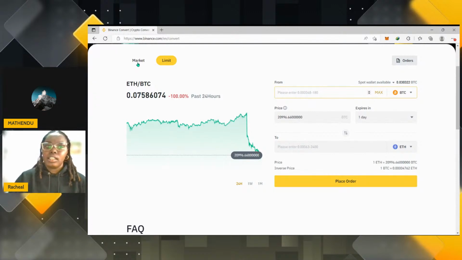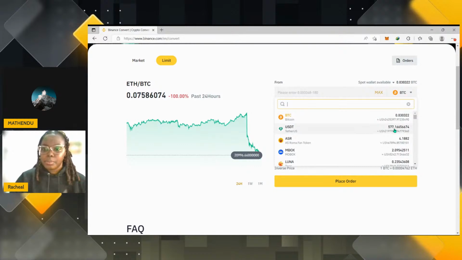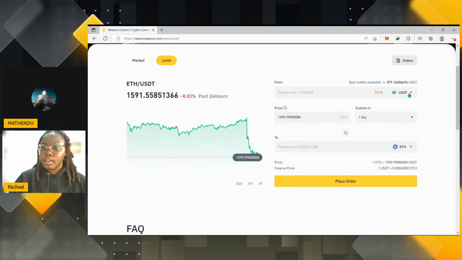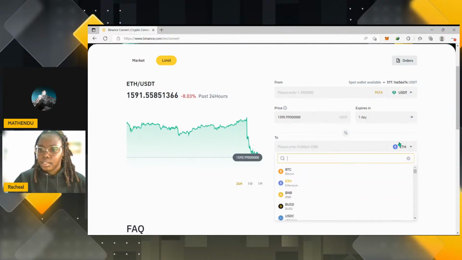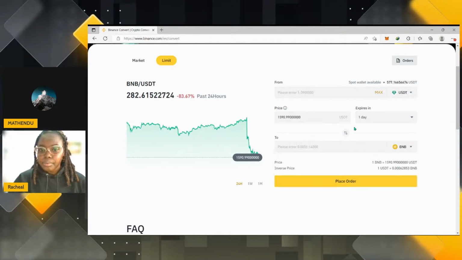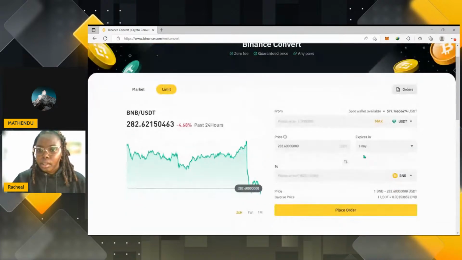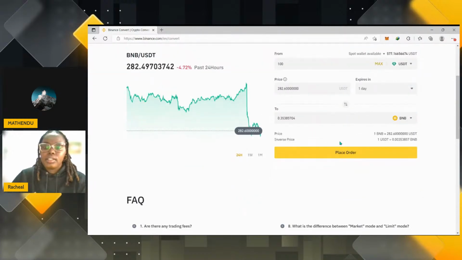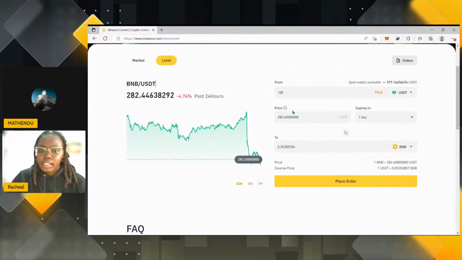Remember, for the market, you're buying at the available price right now. The price of Bitcoin right now is what you're buying Bitcoin at. But if I select limit, that means I'm going to set the price at which I want to buy. For example, I put USDT buying, say, BNB. I can say I want to buy $100 worth of BNB, and then instead of it executing immediately, I can set the price.